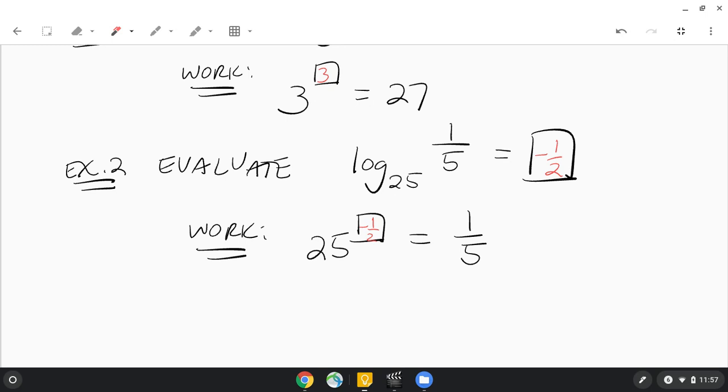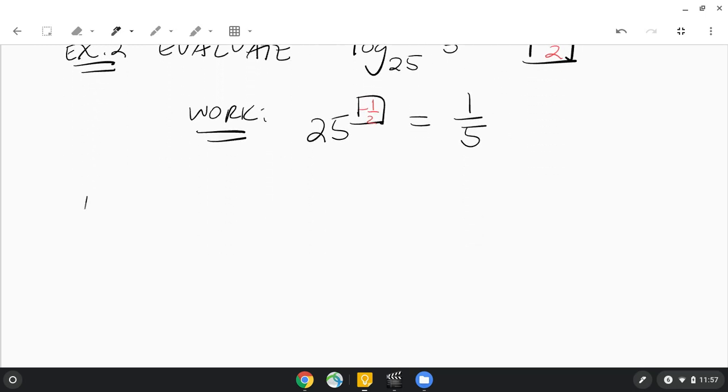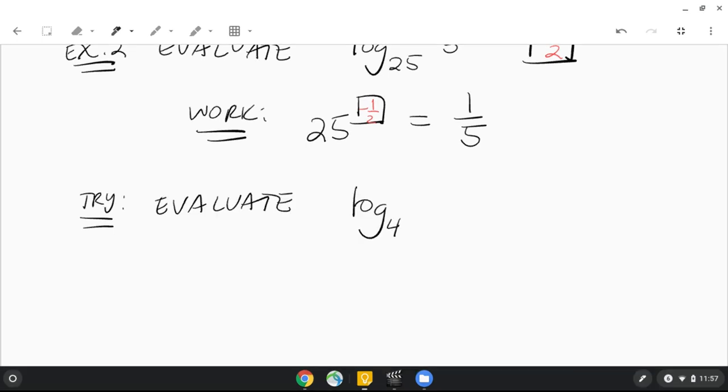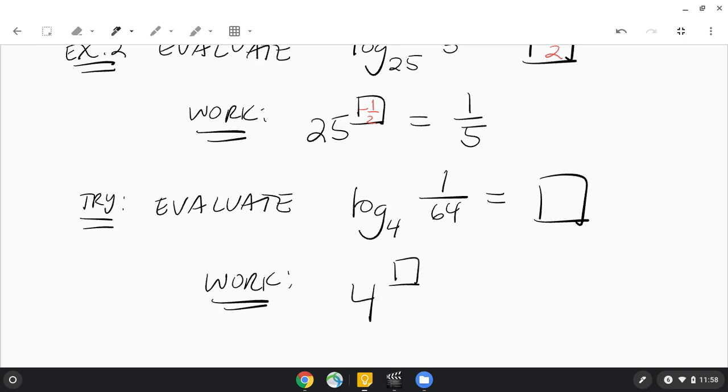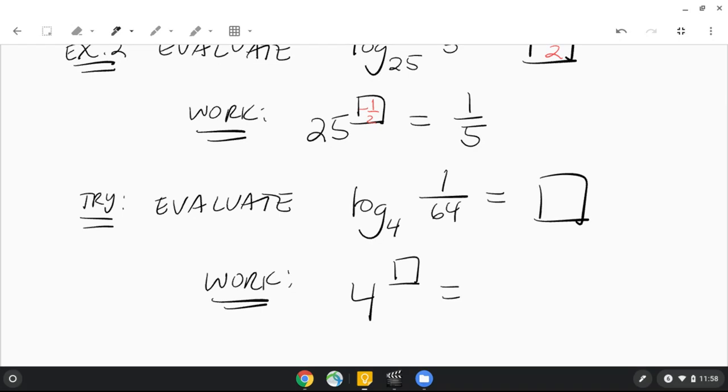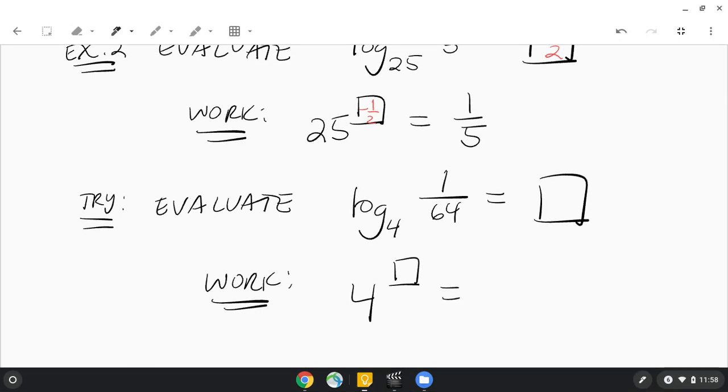Okay. Go ahead and try this one. Go ahead and evaluate log base 4 of 1 over 64. Okay, so you're trying to figure out what that equals. And so remember, you're trying to figure out 4 to what exponent will give you 1 over 64. Okay, so go ahead and hit the pause button and try to work that out.